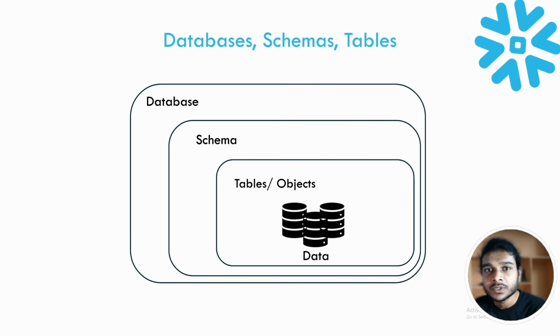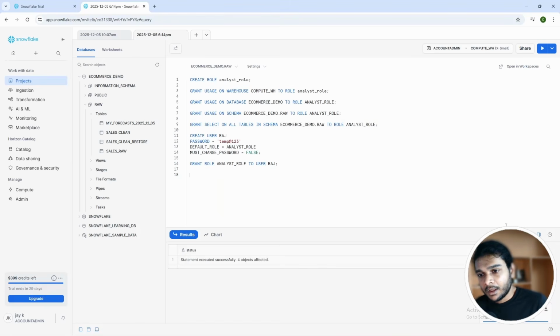There can be views, materialized views, file formats. All these objects are inside the schema, and these objects hold the data. That's how the flow goes: database, schemas, and inside the schemas there are objects or tables, and these objects hold the data. That's how it goes. Now, I also want to tell you about the types of tables.